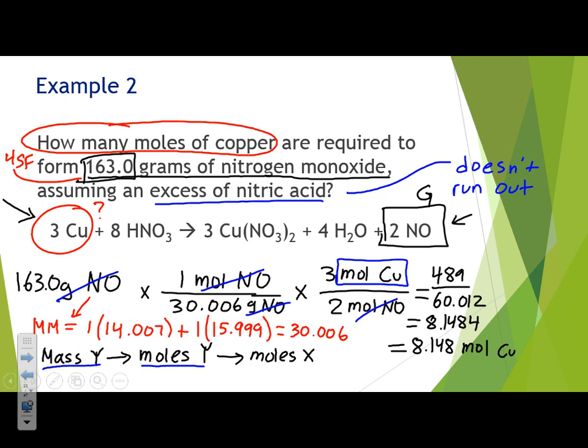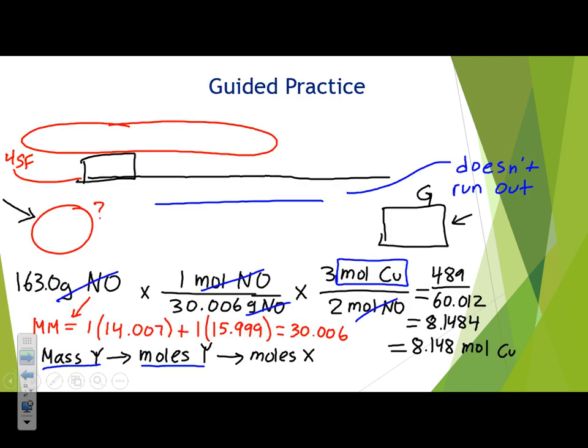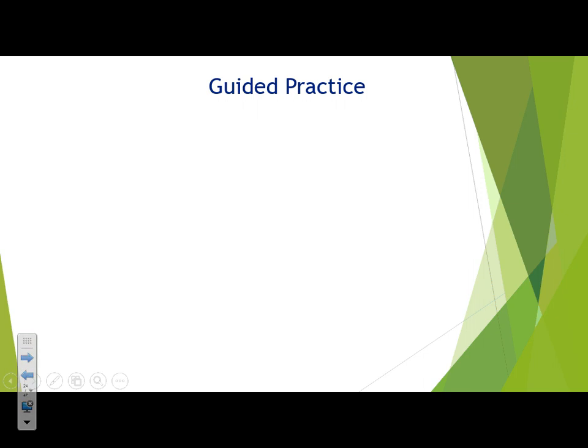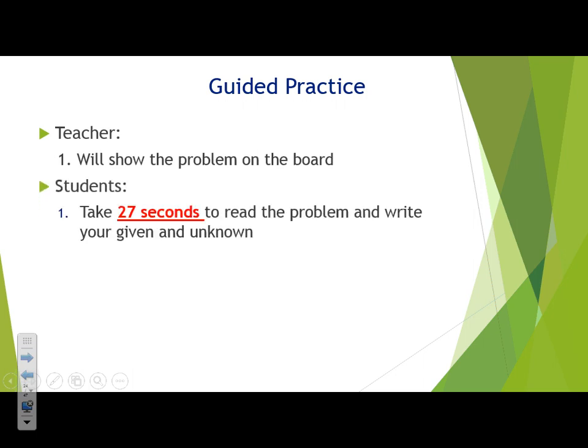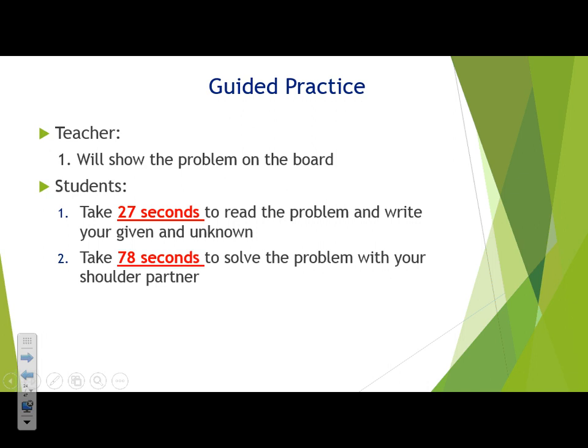So again, go ahead and pause this. If you need to, look over it. You can also rewind. Otherwise, we're going to go ahead and move on. We're going to go ahead with some guided practice now. So since I'm not there with you, you will see the problem. I'd like you to first take your time, 27 seconds, to read the problem. Write down your given and your unknown. After that, take 78 seconds to solve the problem, either by yourself or with the person sitting next to you, depending on if you're watching this at home or in class.